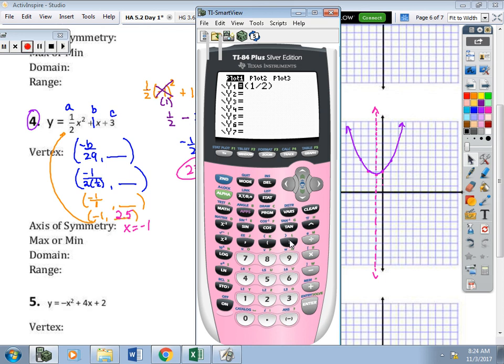The X button, especially Austin, I don't know how much you use this in Mr. Crowley's class, but the X button is right underneath the mode button, and then we'll square that, then add x and add 3. 1/2 x squared plus x plus 3.